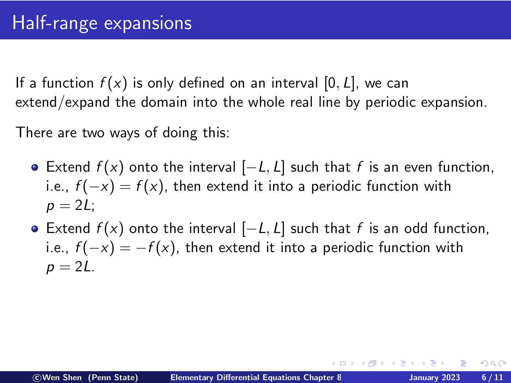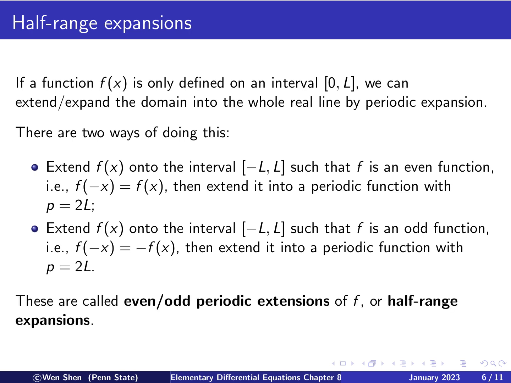A second way of expansion would be, it happens right here. When we extend the function f(x) onto the interval negative L to L, I can make it in a way such that f is an odd function right there. That is, f(-x) equals negative f(x). Okay, which means you can extend it so it's symmetric about the origin. And then you extend it further into a periodic function on the whole real line, with period 2L.